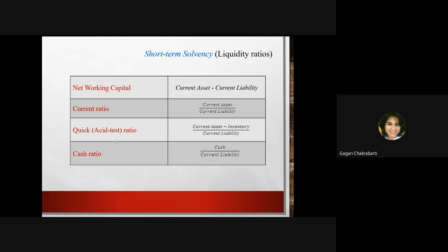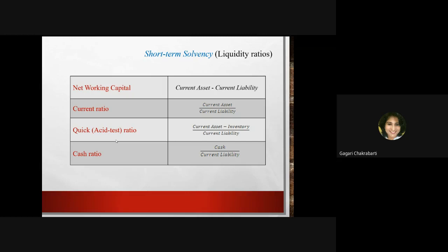Okay, so now we are moving on to the short-term solvency or the liquidity ratio, where I am mentioning only 4 ratios. Now there may be many others, but these will be sufficient for our purpose. So the short-term liquidity: whether the firm is able to meet its short-term obligations. We start with the net working capital.